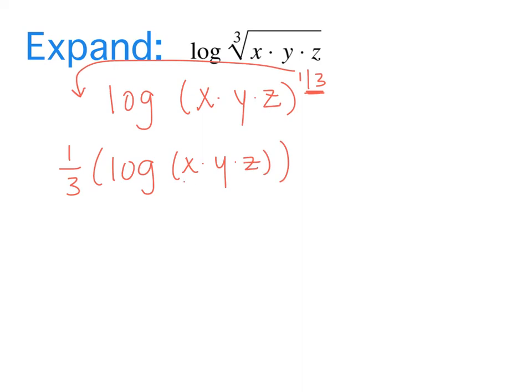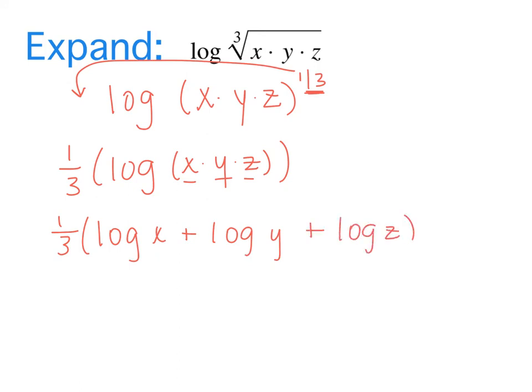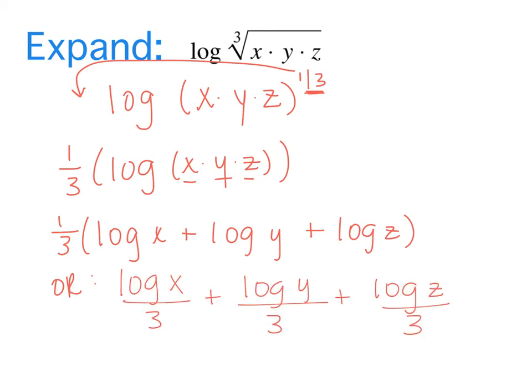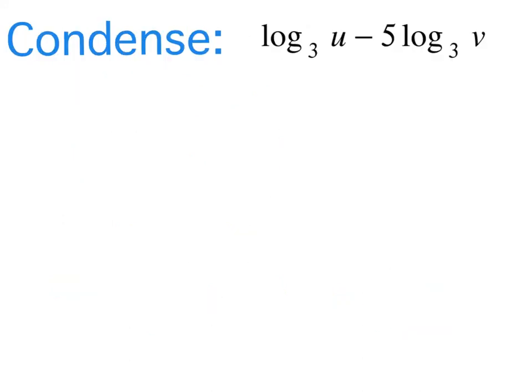So now I can break apart my multiplications here, and this will be log of x, log of y, plus log of z. Or another way to write this is log of x over 3 plus log of y over 3 plus log of z over 3. Either will work. So now let's work backwards.